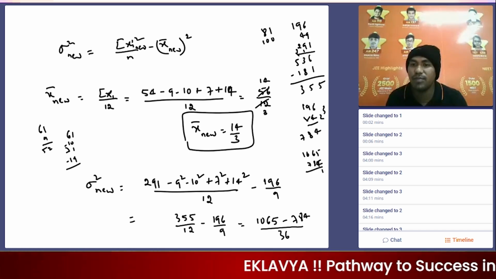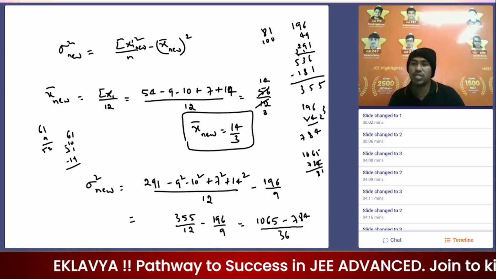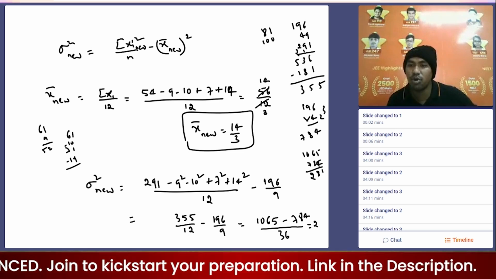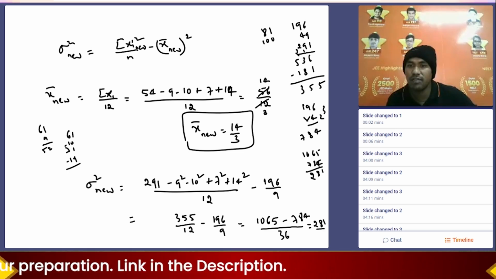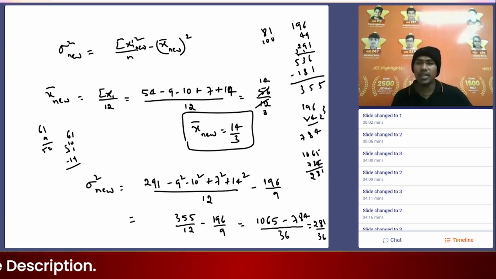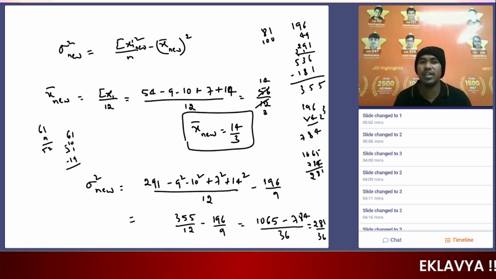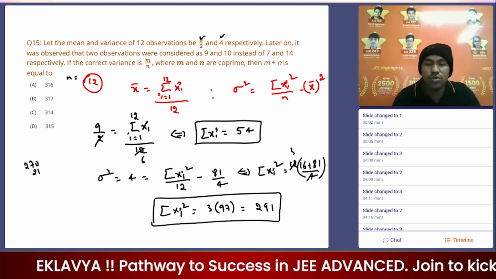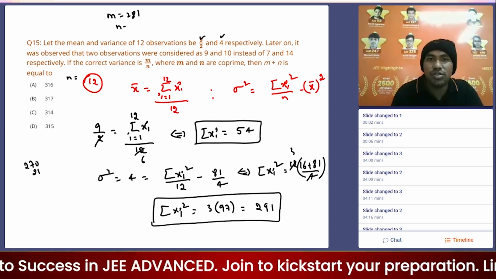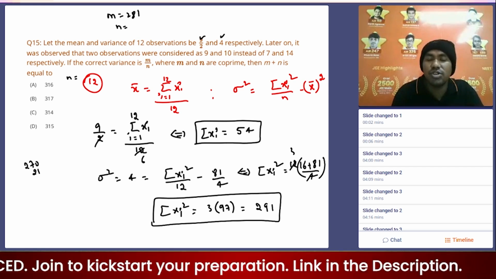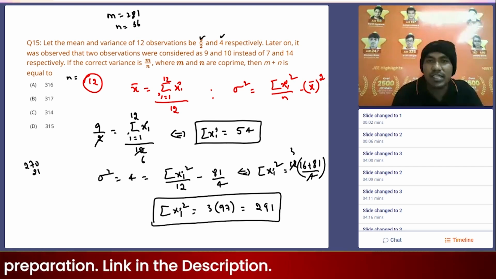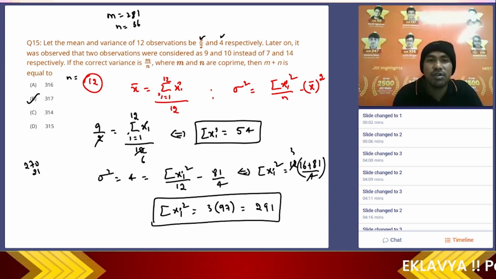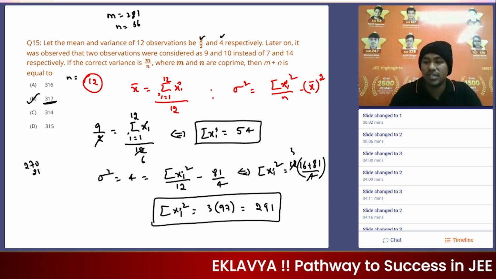So 5 minus 4 is 1, and 9 2 6 8, and here 9 minus 7 will be 2. So 281 upon 36 you are getting. This is our new variance, that is our m by n value, right? So m is equal to 281, and n is equal to 36. m plus n they are asking, 281 plus 36 will become 317. Answer is going to be 317.